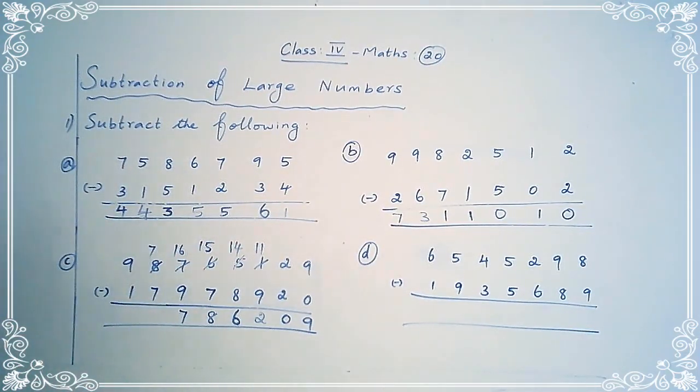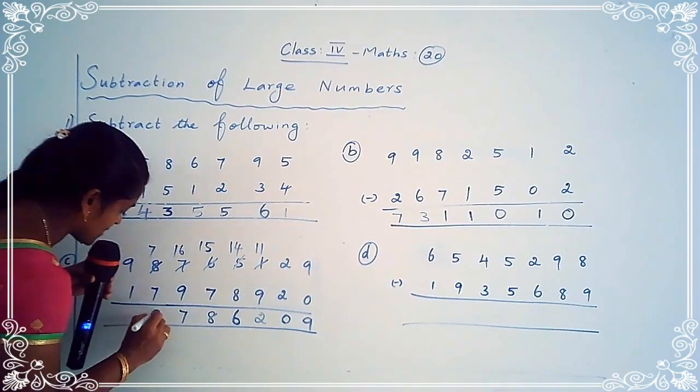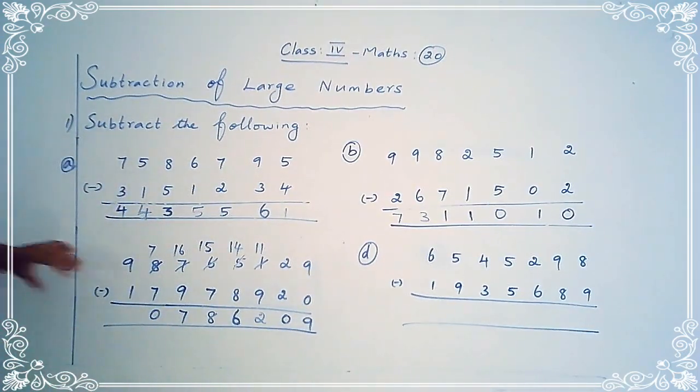Now you come to the next place. 7 and 7. Minuend and subtrahend are the same. When the minuend is the same as the subtrahend, the difference is 0. So 7 minus 7 is equal to 0. Next you come to the next place, that is the crore place.